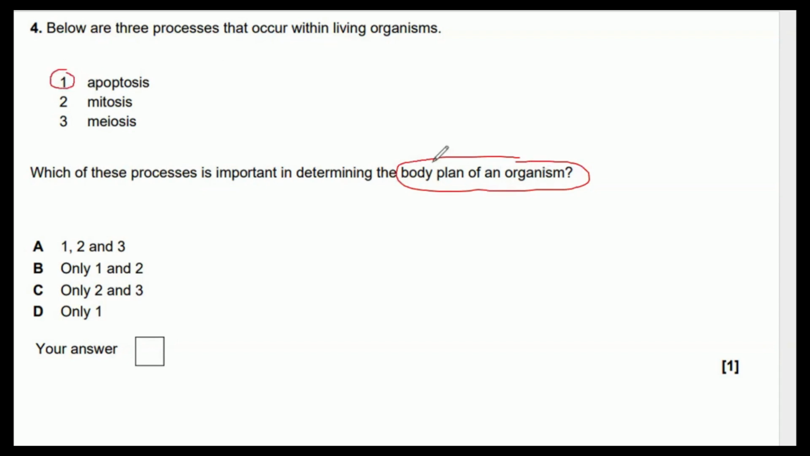Also, whenever you're growing parts of the body, you're going to need mitosis. Mitosis is involved in the body plan of an organism, also growth, repair, and asexual reproduction. Meiosis is only involved in the formation of gametes. It's not part of the body plan, deciding where your head and your ears and your eyes go. So meiosis is not correct. So we're looking for 1 and 2 only. The correct answer is B. All right, moving on.